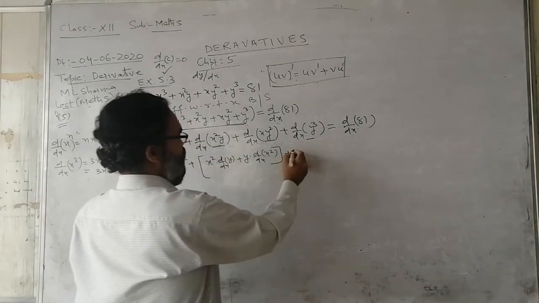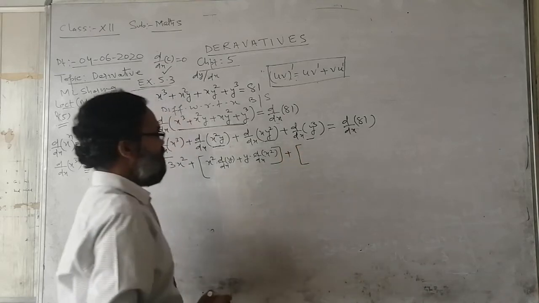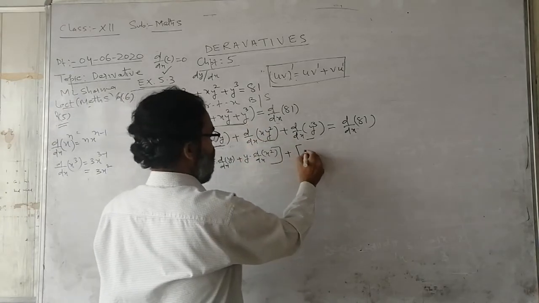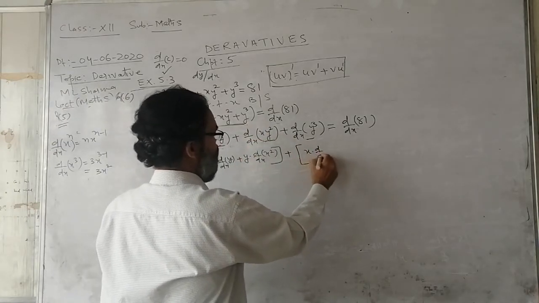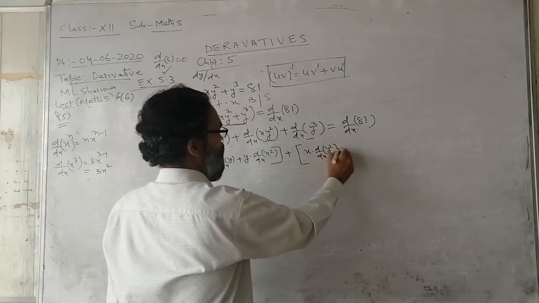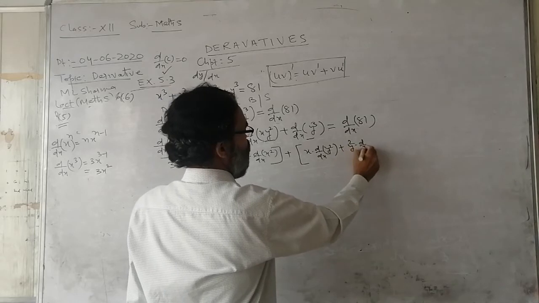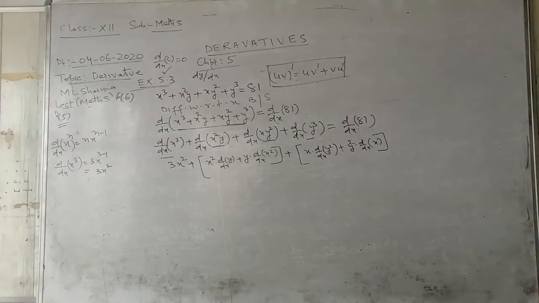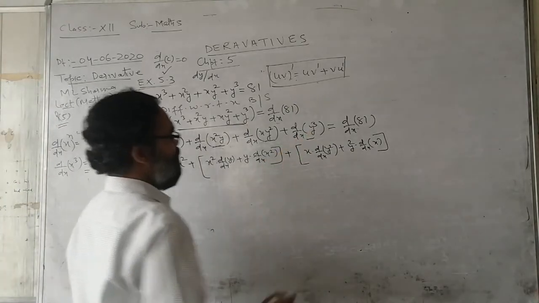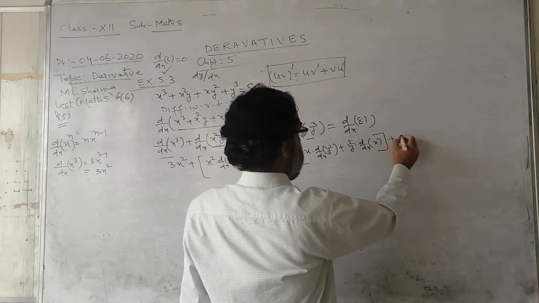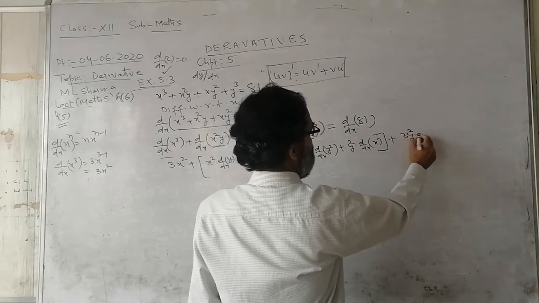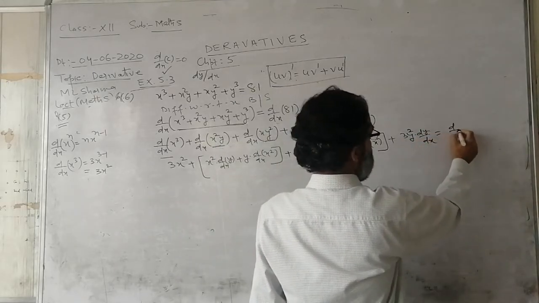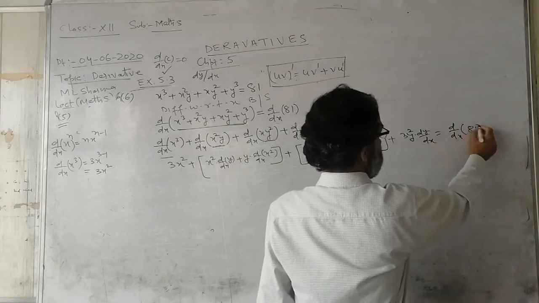Again here we have two variables, that is x and y square. The same formula will be applicable here. First function, second function. So first function is this and second function is y square, plus y square into d upon dx of the first function, that is x. So after this y cube, its derivative will be 3 times y square into dy upon dx, and this will equal to d upon dx of 81.